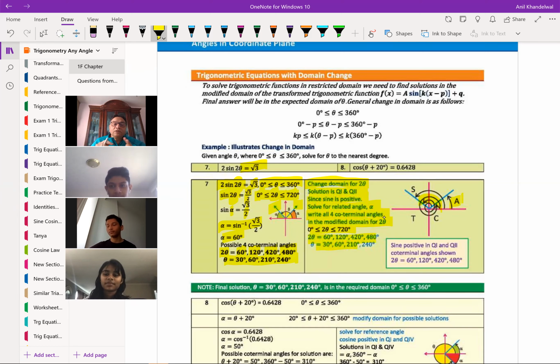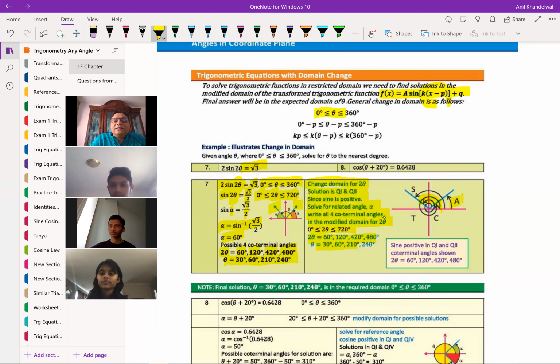You get the idea? So the trigonometric equations become slightly more complicated if we change the argument, right? So the idea here is, if you're solving a general equation of the form f of x equals a times sine k x minus p plus q, this is the general, modified or transformed equation of sine. In that case, do you see that domain? The argument is k times x minus p.